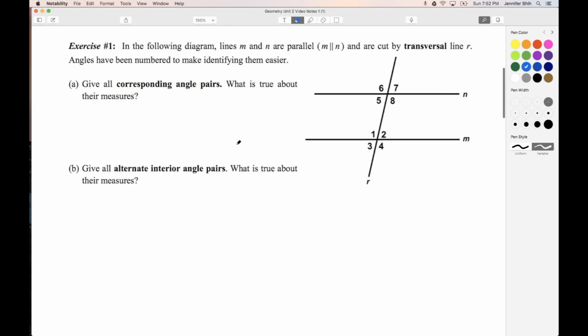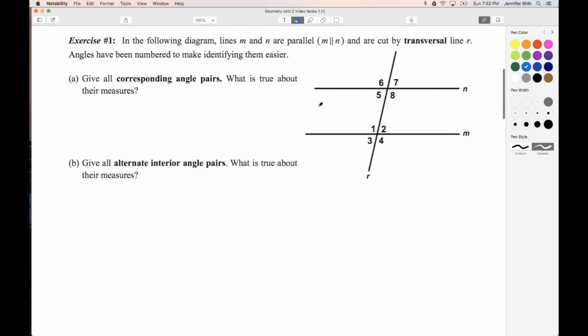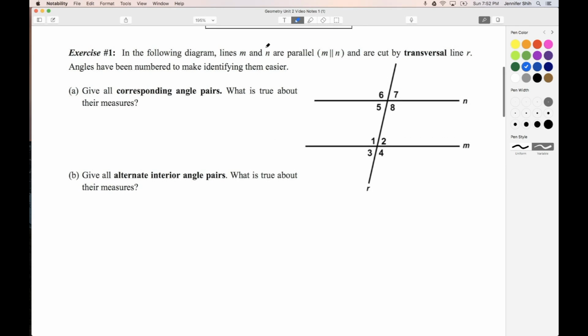Exercise 1. In your notes, please document and copy down this figure, and I will read and annotate the instructions. In the following diagrams, line N and M are parallel, and then they give you some symbols. So this must mean parallel, 2 lines. And they're cut by a transversal line R. Here's line R, and this is the transversal. Angles have been numbered to make identifying them easier. Give all corresponding angle pairs. What is true about their measures?